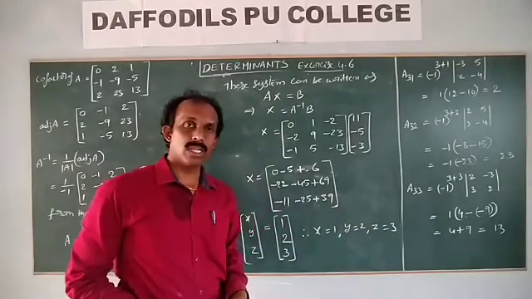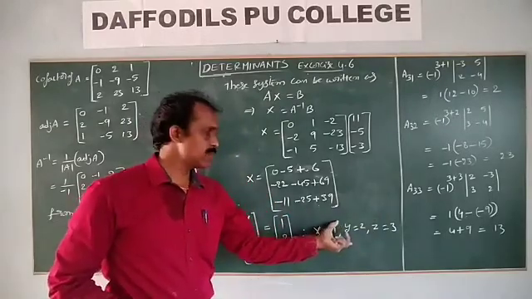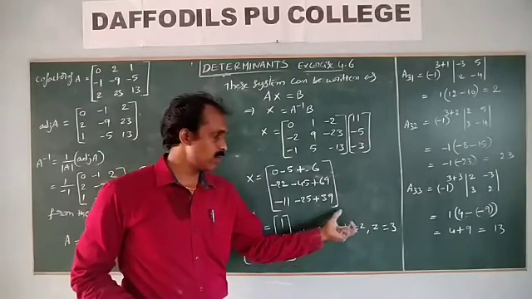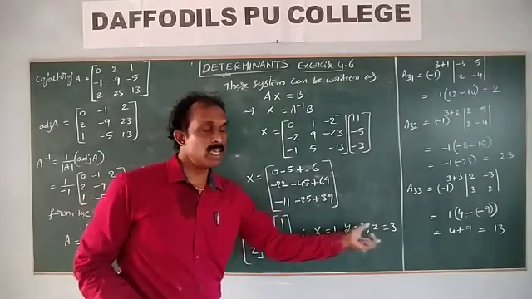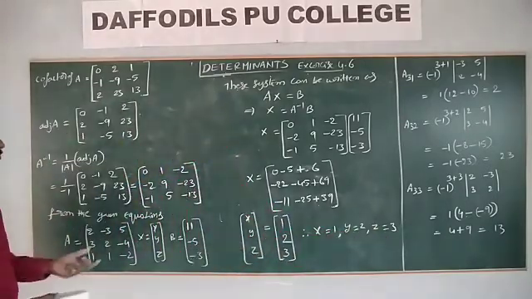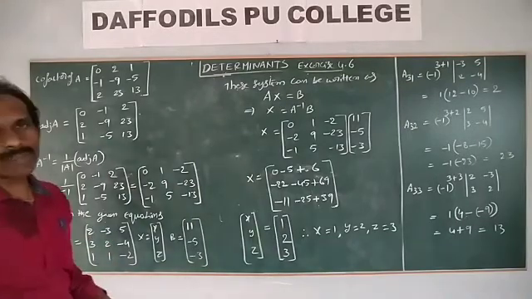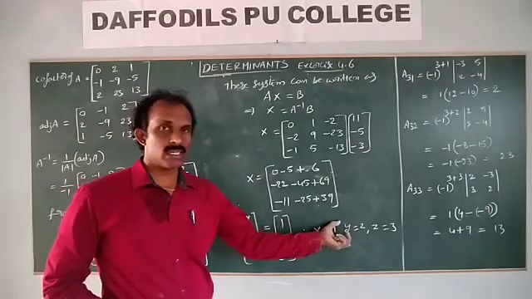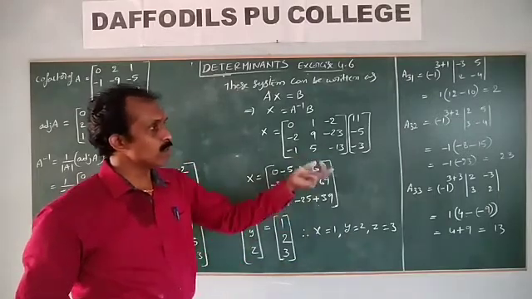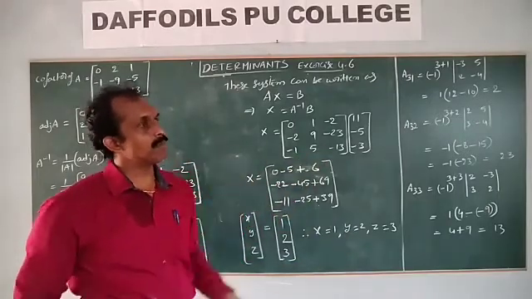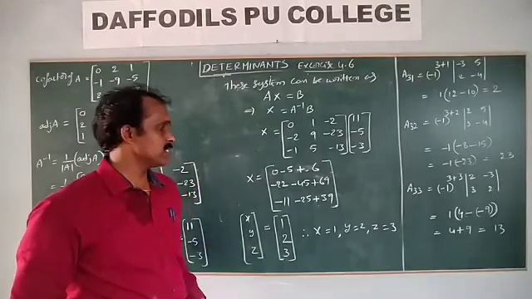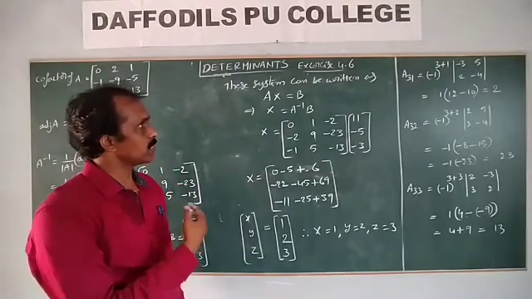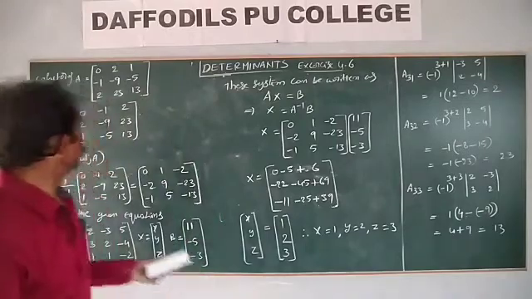X is equal to 1, y is equal to 2, z is equal to 3. If you have doubt about these values, verify in the given system of equations. If they satisfy the given system of equations, then your answer is correct. Otherwise, somewhere there is a mistake, so check from the back. Okay. So this exercise is 5 marks.